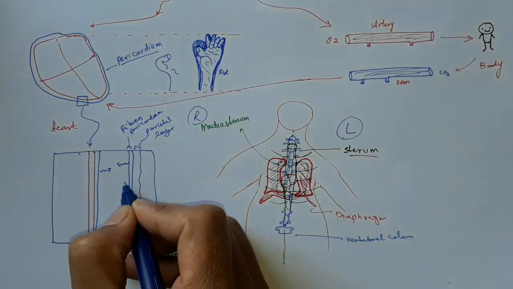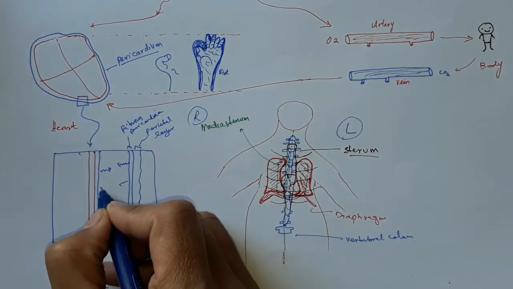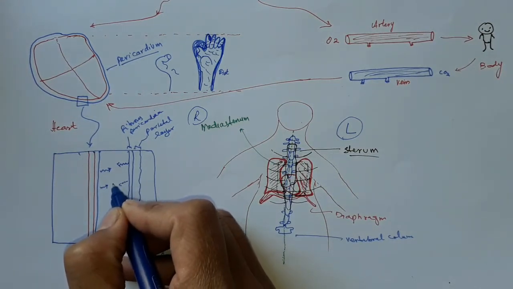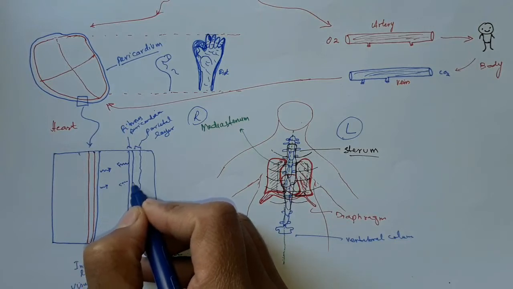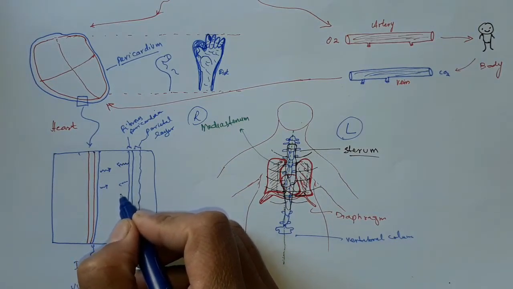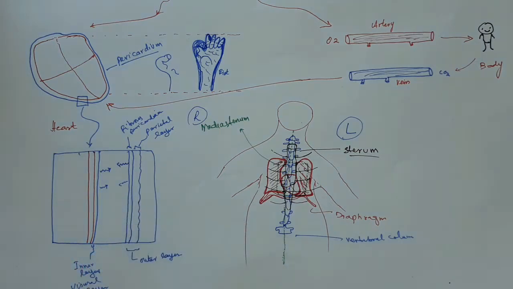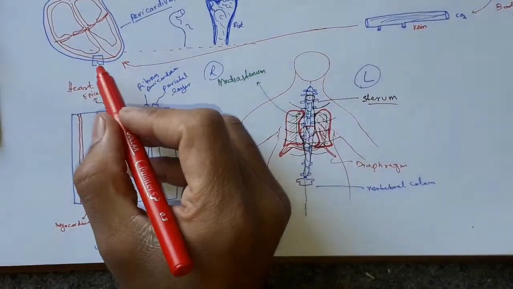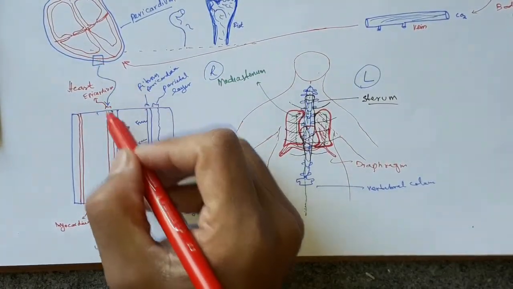They secrete a protein-rich fluid that fills the space between the layers and serves as lubricant for the heart, allowing it to move around with each heartbeat without feeling too much friction. Now let us move from the outside of the heart to the inner side of the heart.